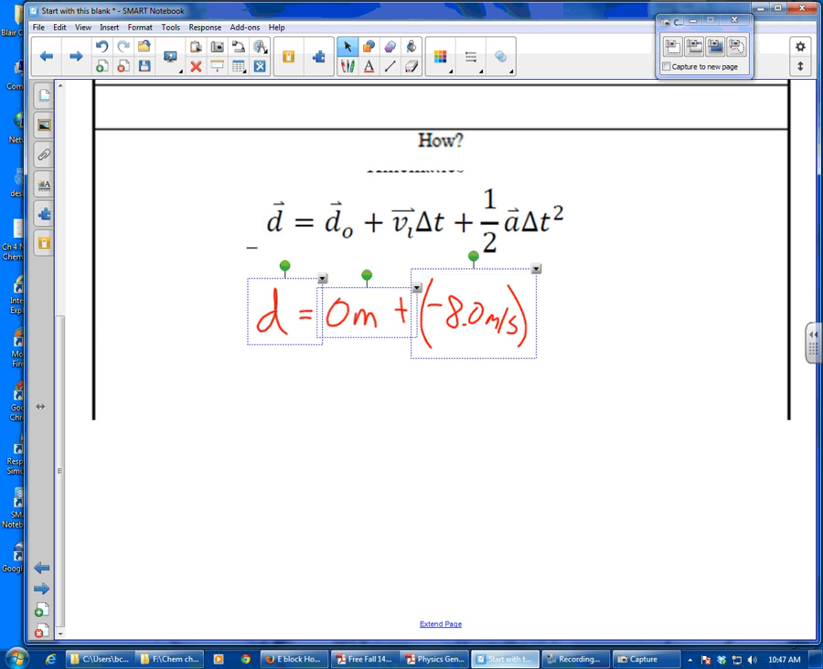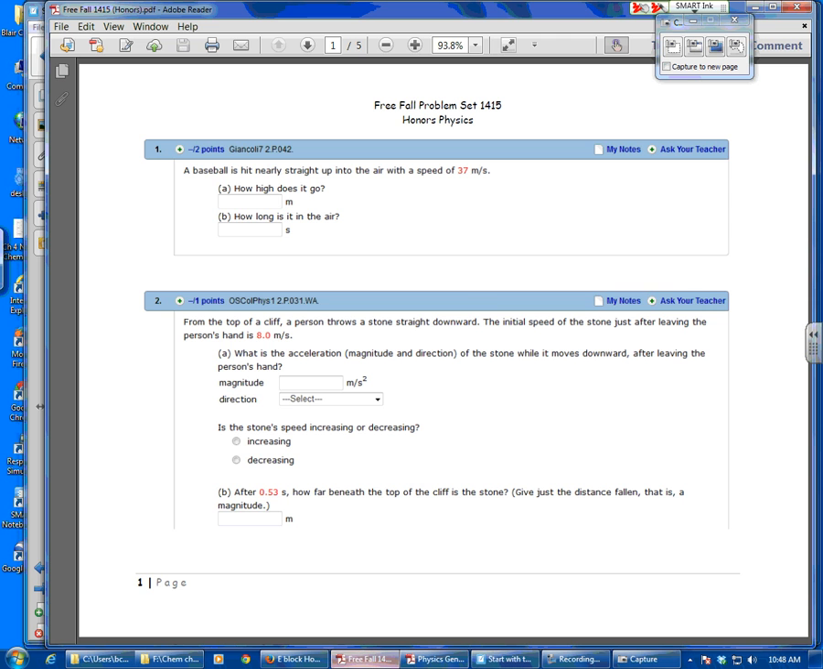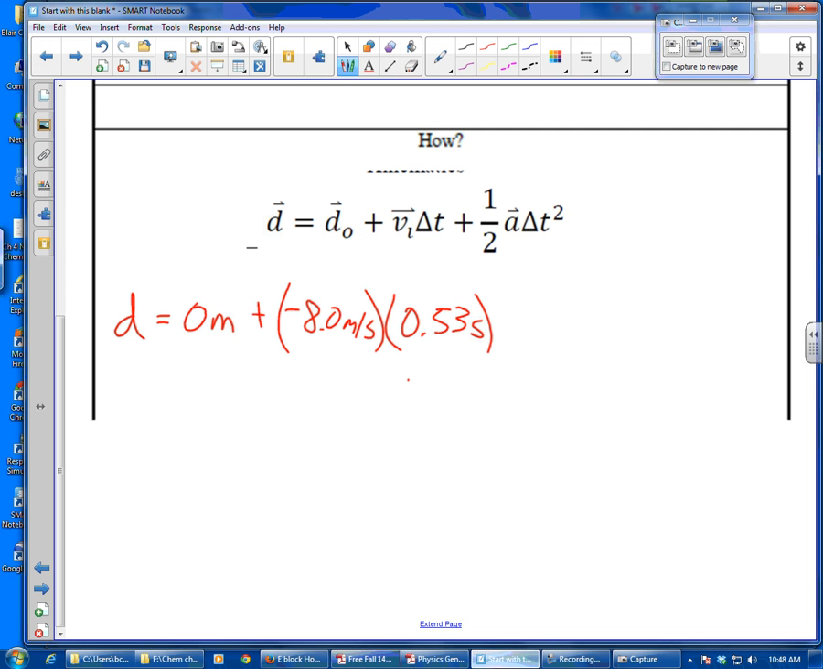I'm going to run out of room already, so I'm going to move it over. The time I'm moving for, they told me, was 0.53 seconds. Is that right? Yep. Then I know I'm accelerating down at 9.80 meters per second squared. My time again was 0.53 seconds, and that's squared. Cool, numbers all on one side, D on the other. Don't forget your order of operations, though.